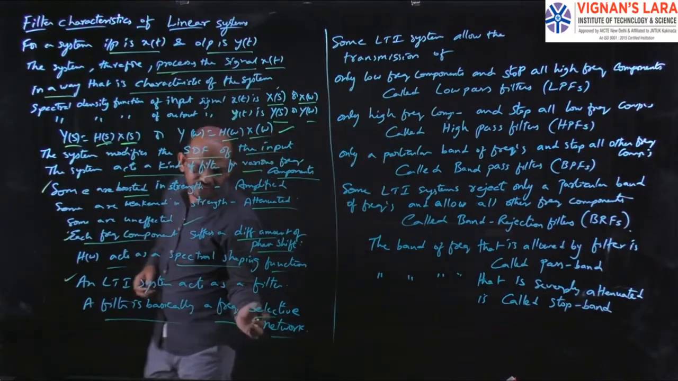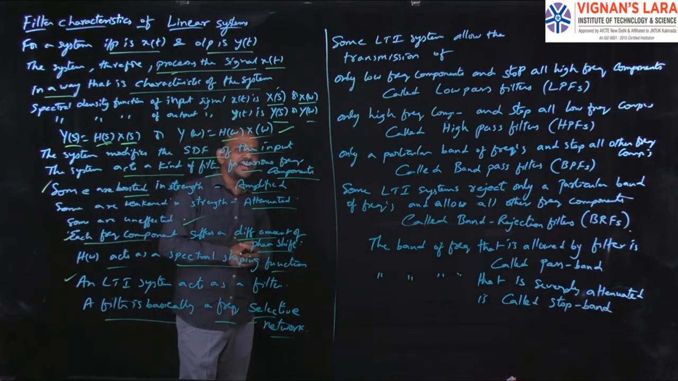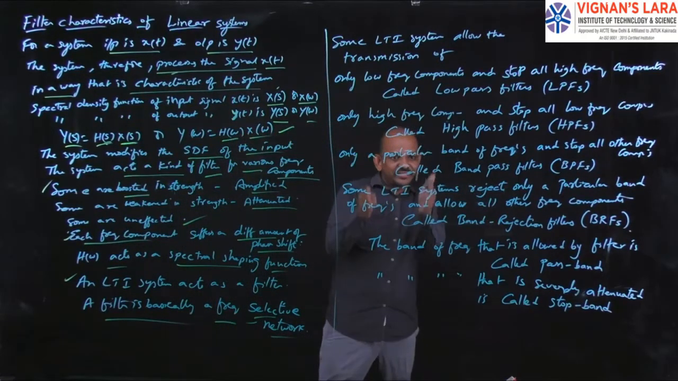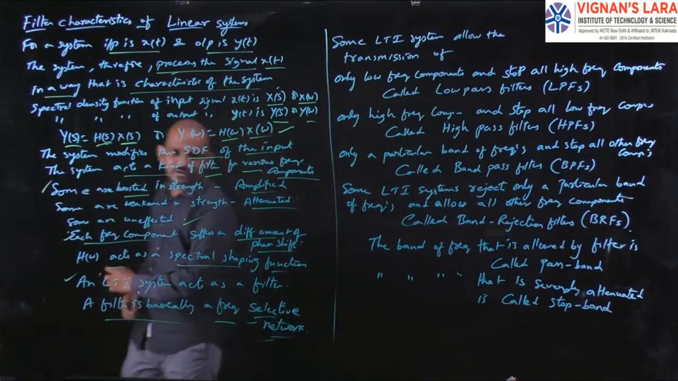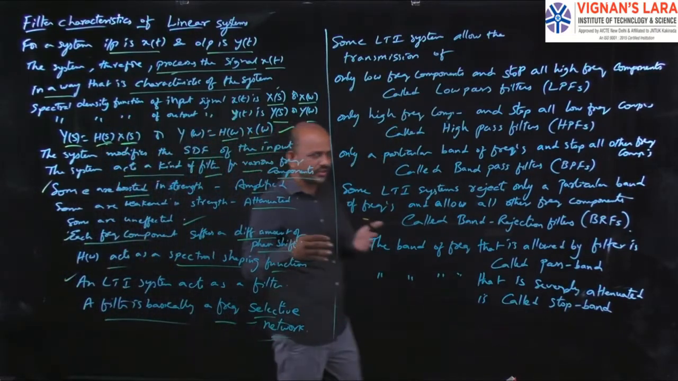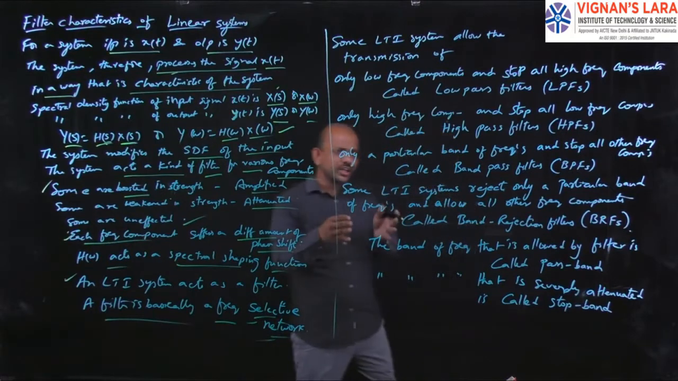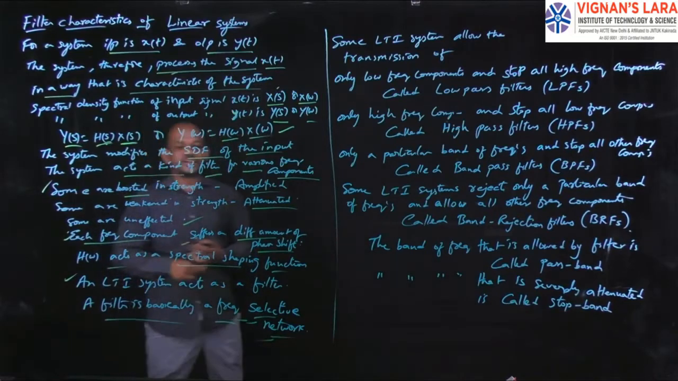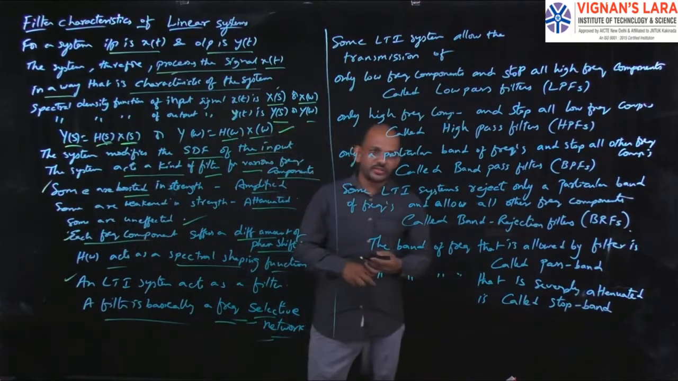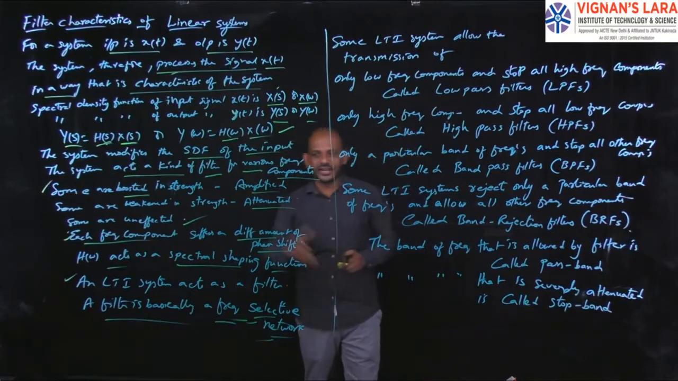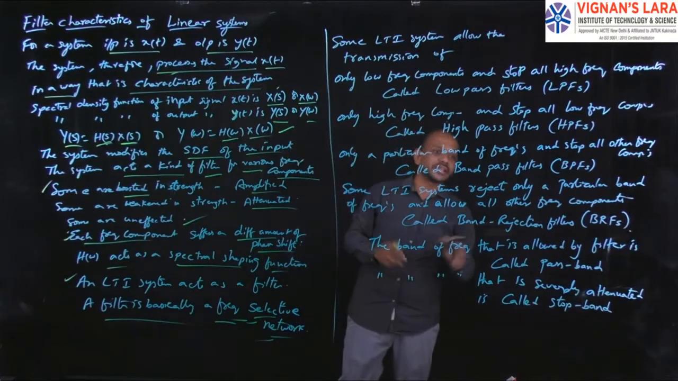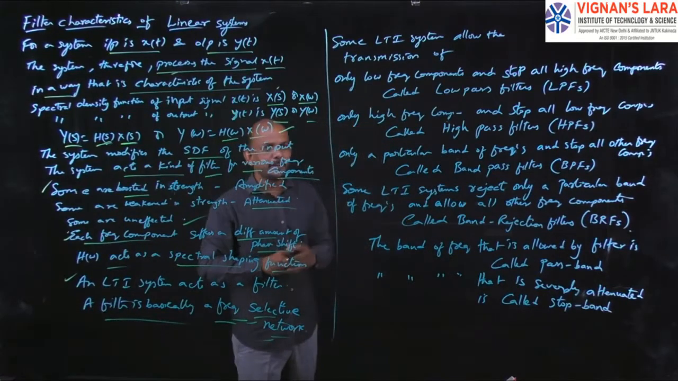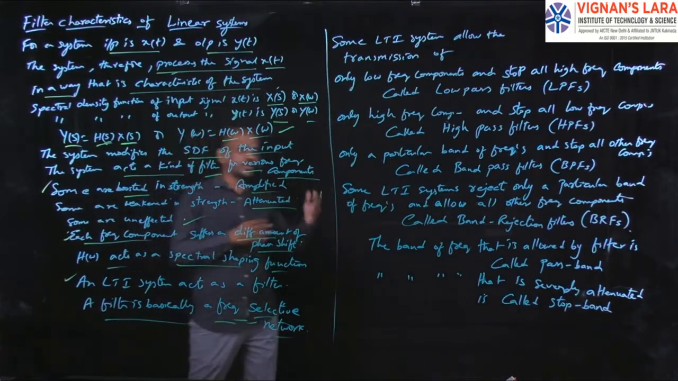A filter is nothing but a frequency selective network. It will select a range of frequencies and allow those, or reject them. So basically, a filter is a frequency selective network. Now see how it selects. Based on this, we will see how the filters are classified and how many types of filters we have.